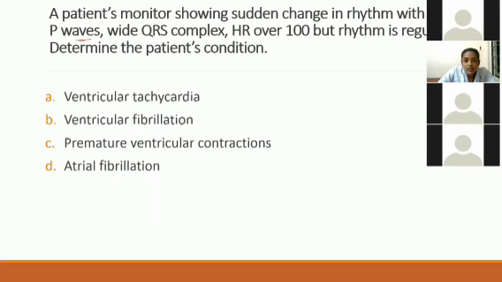In ventricular tachycardia, all the criteria will be coming, and you can confuse this with atrial fibrillation also. In atrial fibrillation also, what is there? No P wave. In atrial fibrillation also, P wave won't be there.